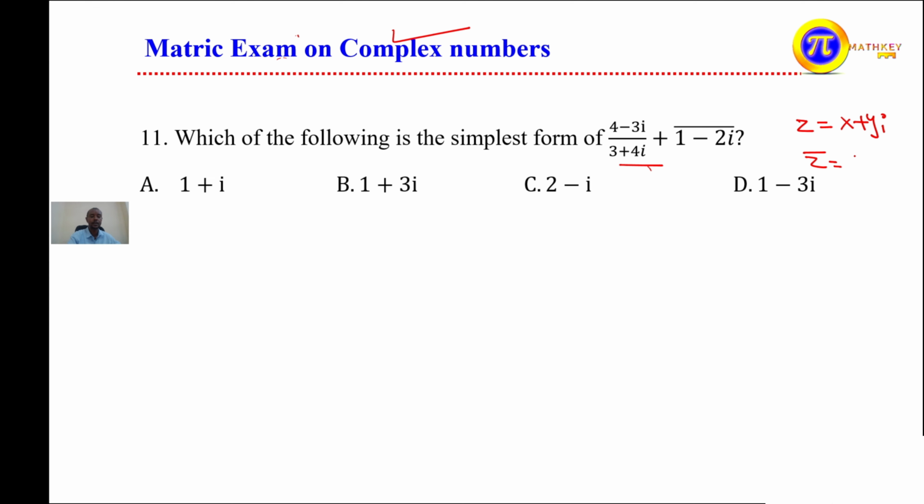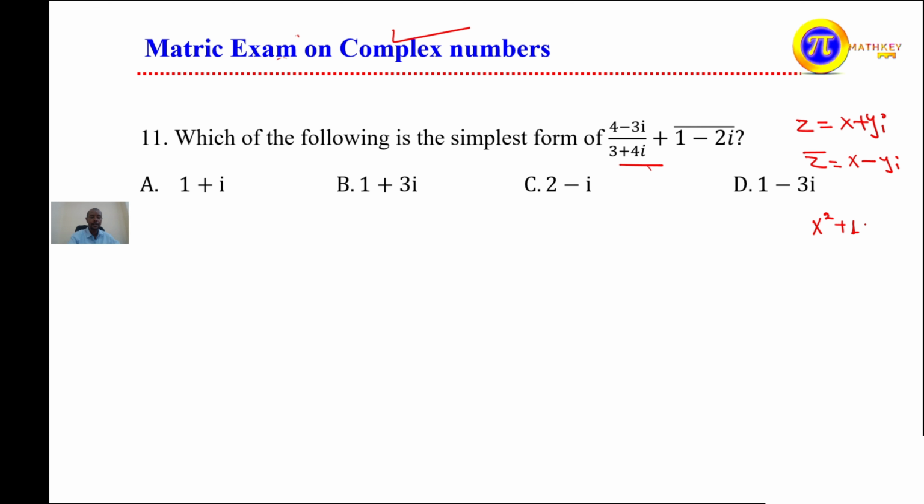Make the imaginary part negative: x minus yi. That means we call x the real part and y the imaginary part. So we make the imaginary part negative, and we call that the conjugate of the given complex number. If that's so, you know that complex numbers are used to solve such problems.